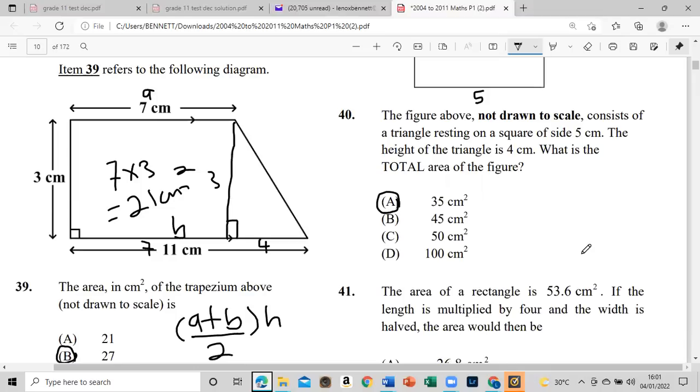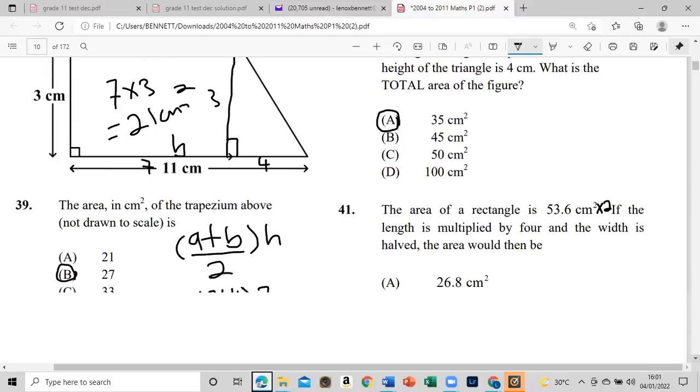The area of a rectangle is 53, if the length is multiplied by 4 and the width is halved. And let's double it. Let's double this. 2, 3, 6. Let's see the answer. 6.